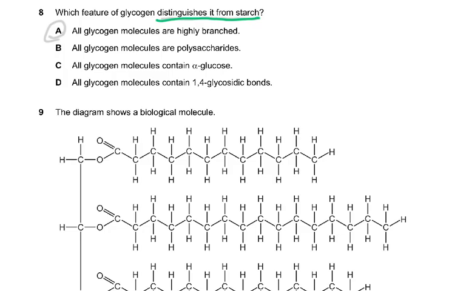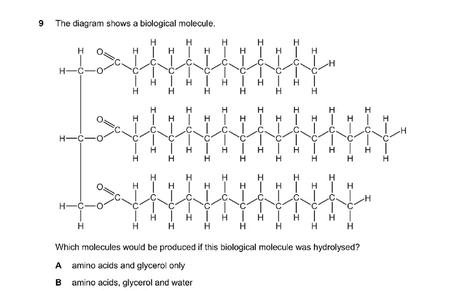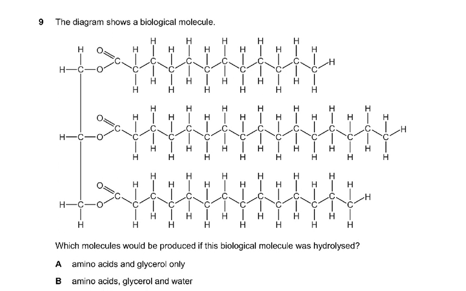Starch, amylopectin, is not highly branched. It is branched, but it's not highly branched. So that's why question number 8 is A. Then coming to question number 9, the diagram shows a biological molecule.